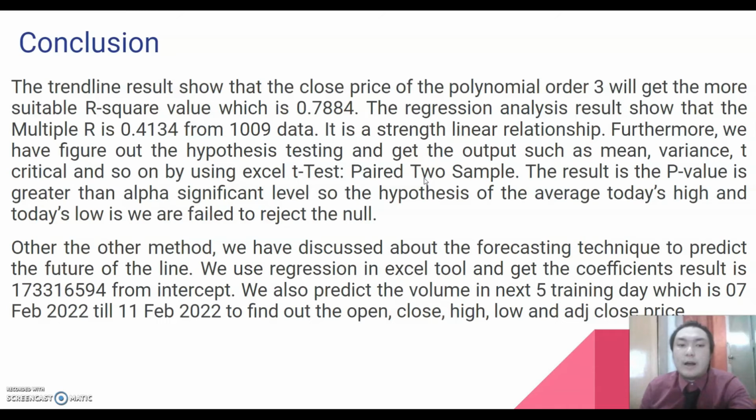In conclusion, after we finished the experiment, we got some results. The trendline result shows that a polynomial of order 3 gets a more suitable R-square value, which is 0.7884. The regression analysis result shows that the multiple R is 0.4134 from 1009 data points. It is a straight linear relationship.